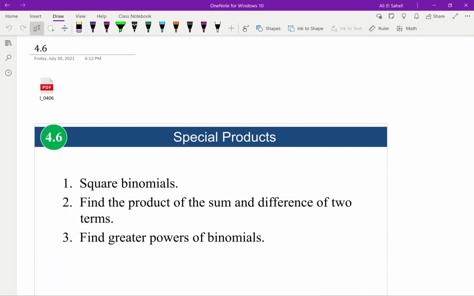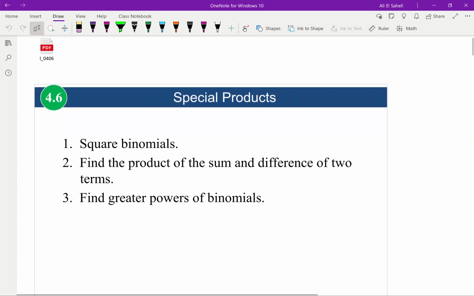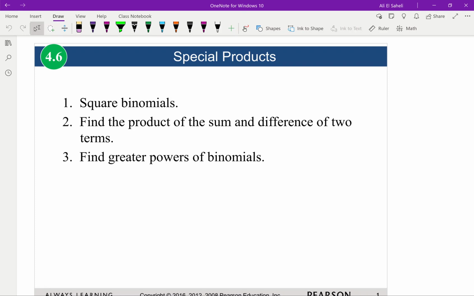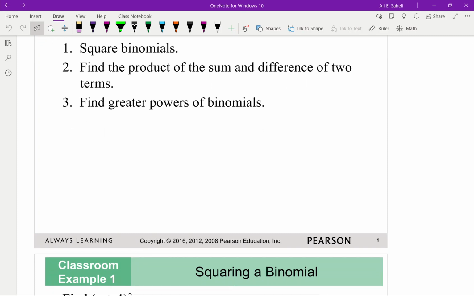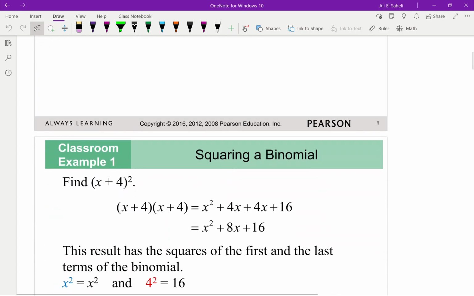In this section, we will learn about special products. These are very important products that you will see again and again, very often, in your other math courses or in any other course that uses math. Square binomials, find the product of the sum and difference of two terms, find greater powers of binomials.